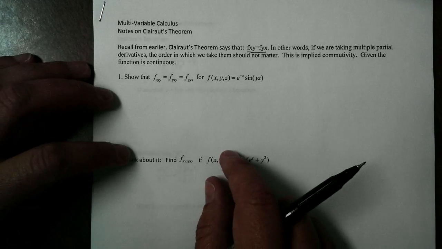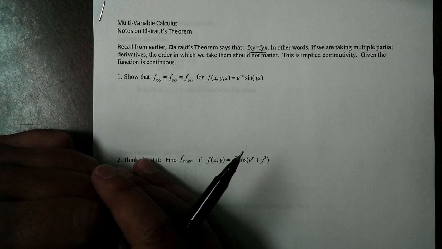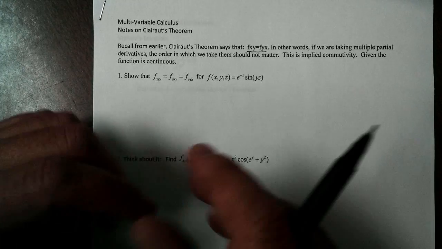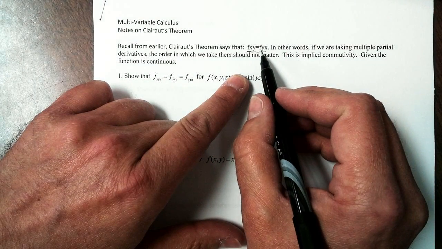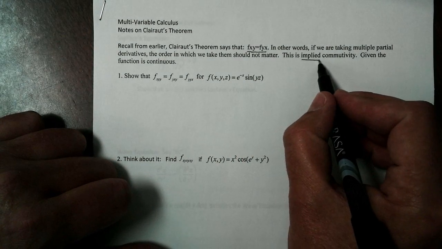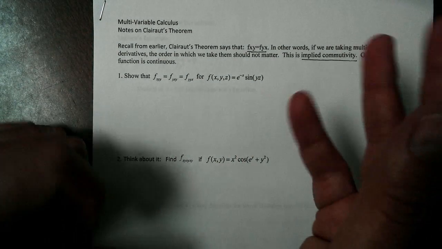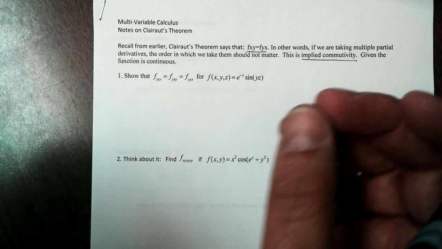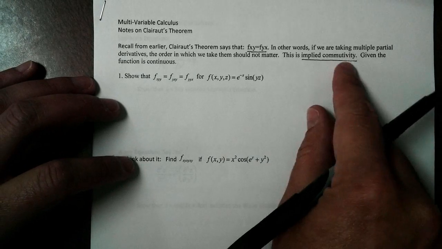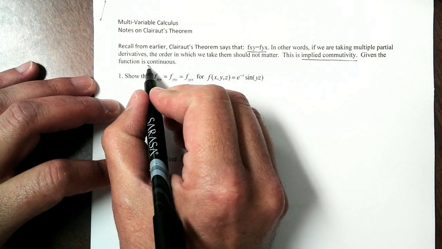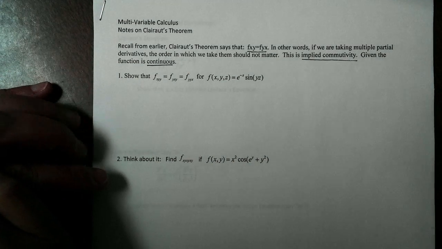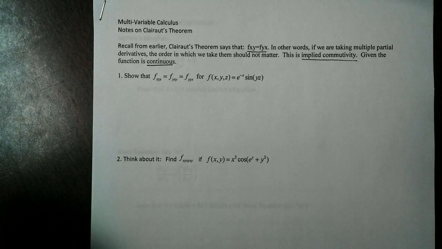Hi, you might recall earlier this unit we talked about a French mathematician named Clairaut, and one of his theorems that he worked on with multivariables said that if we were to take multiple partial derivatives, the order in which we take them does not matter. We call this implied commutativity. That means it's implied that the order we take our partials in is irrelevant to the answer, given that the function is continuous, and that's a big word right there. It has to be continuous, and that's the word that we talked about last year in calculus.